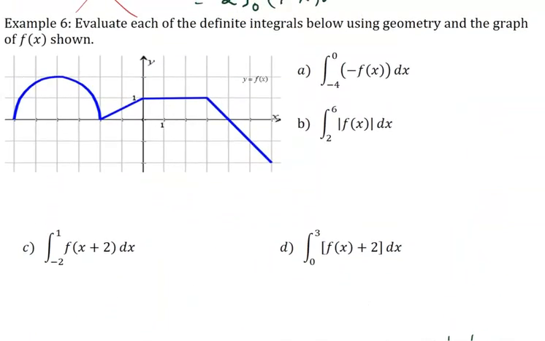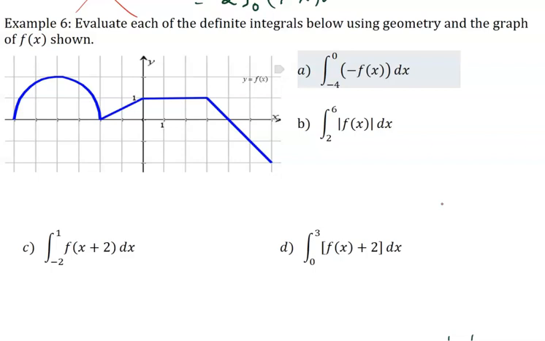So for this first one, here's our graph of f of x, okay? It's a piecewise function. We've got a quarter circle, a trapezoid, a triangle, or we can break this into triangles and rectangles. Okay, so the first part says the integral from -4 to 0. Oh, and I would suggest maybe pause it here and give them a try and then resume and see if we got the same thing. Okay, so integral from -4 to 0 of negative f of x.